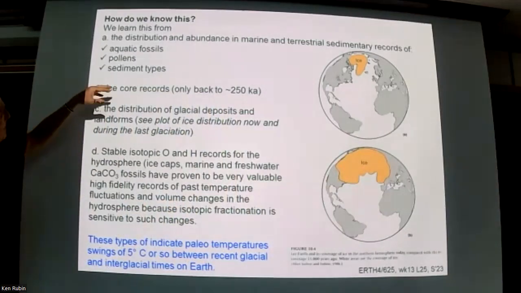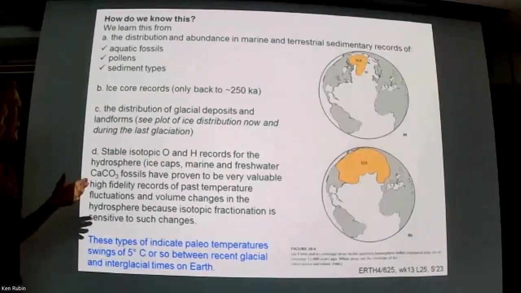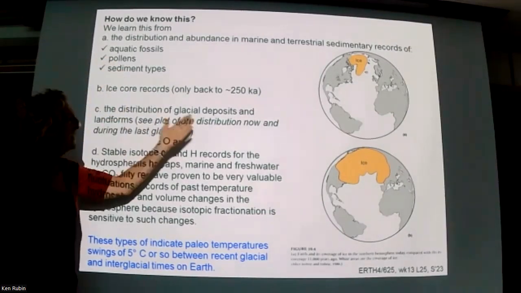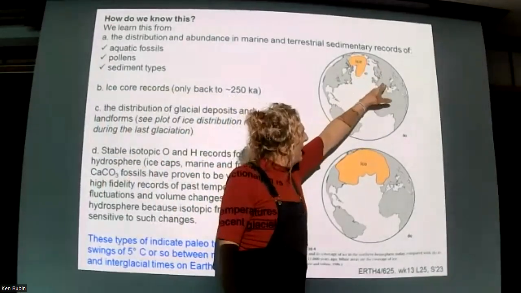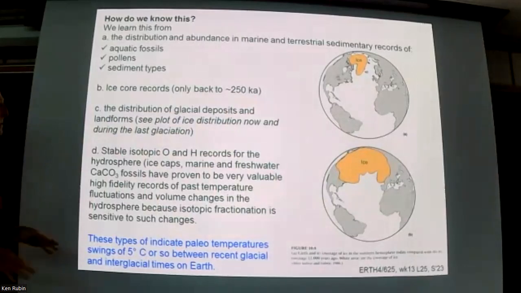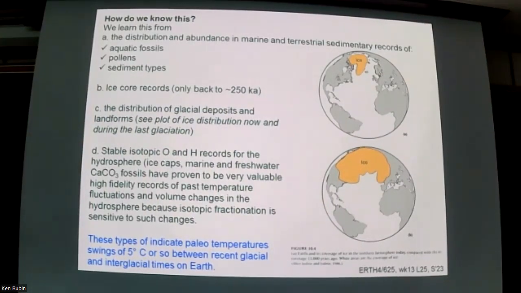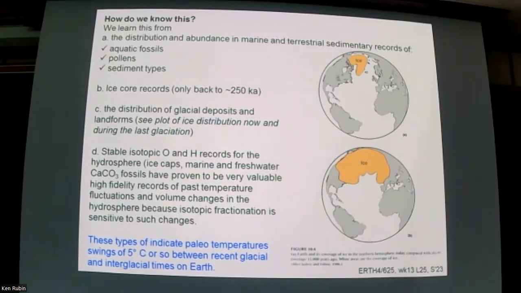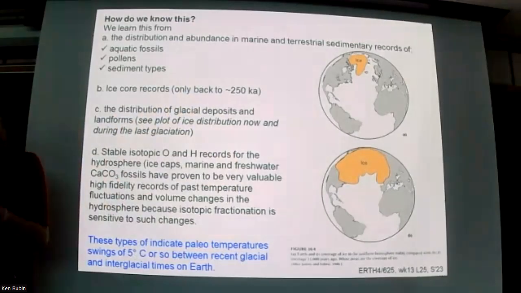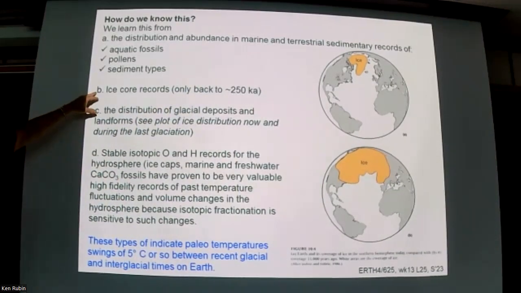In addition, we can look at aquatic fossils in both terrestrial and marine environments. We can look at pollen. What kind of trees are living in the Mediterranean today versus in the past when it was a lot cooler? We can see the differences in the pollen recorded in sediments, which can be dated. The very types of sediments that exist tell us a lot. Going back about 250,000 years, we have ice cores, direct evidence of what the atmosphere looked like, and we'll talk about that in a moment.